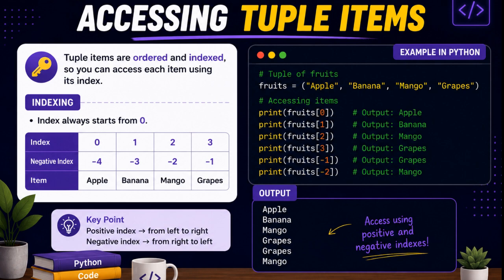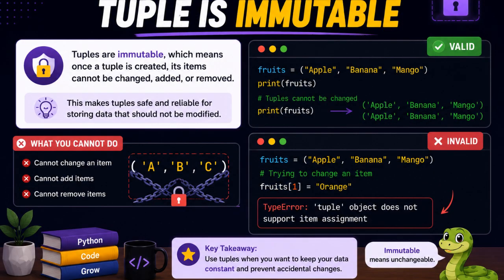Now let's understand an important feature of tuples. Tuples are immutable. Immutable means that once a tuple is created, its items cannot be changed, added or removed. For example, here we have apple, banana and mango. If we try to change the item at index 1 from banana to orange, Python gives us a TypeError. This is because a tuple does not support item assignment. So tuples are useful when we want our data to remain unchanged.